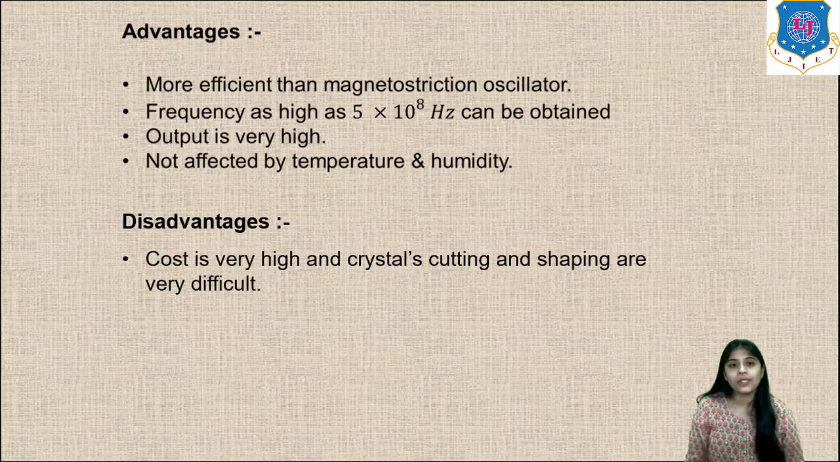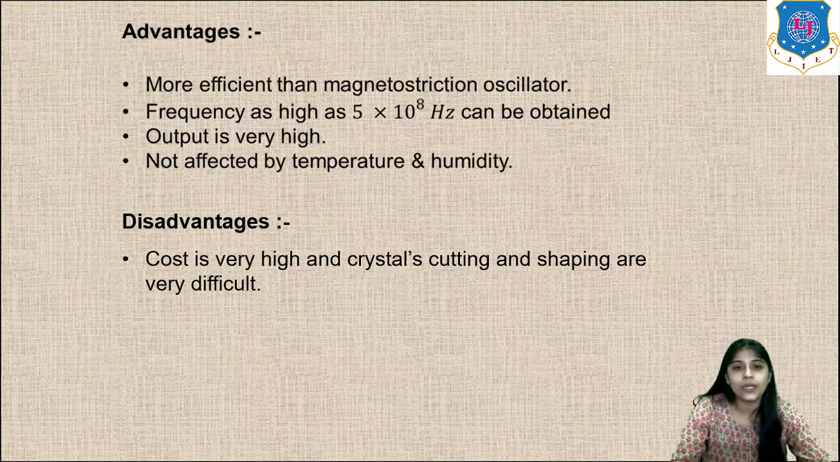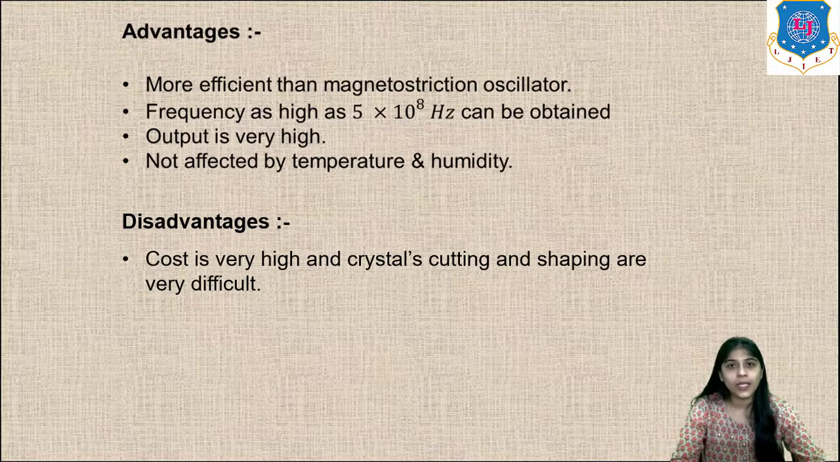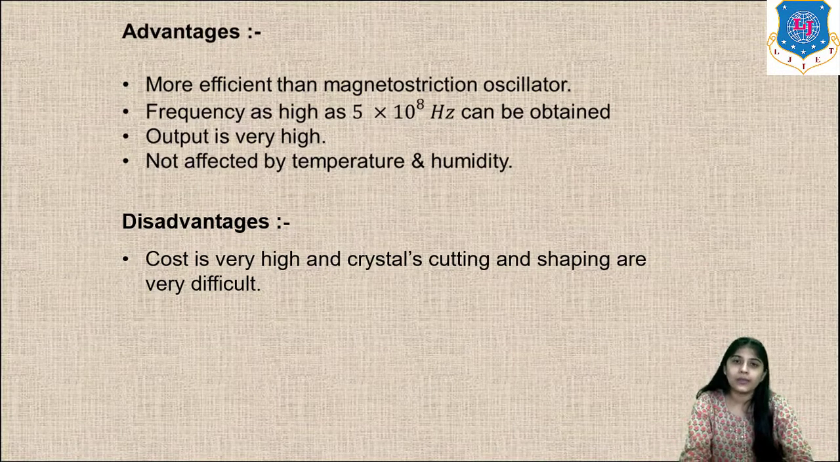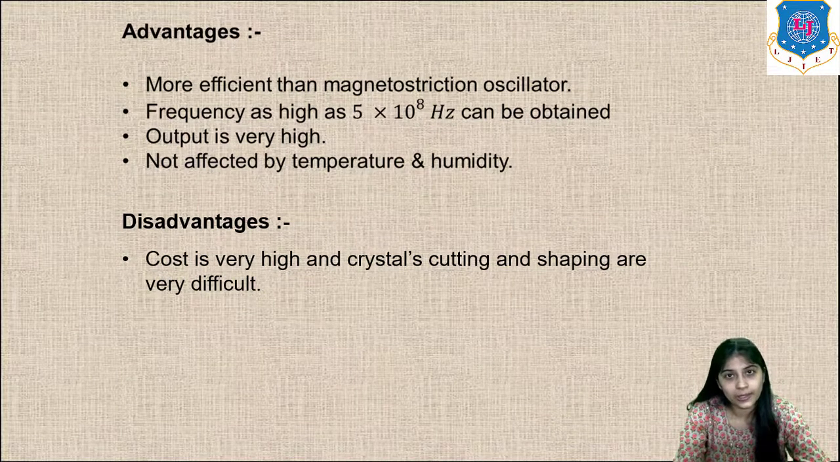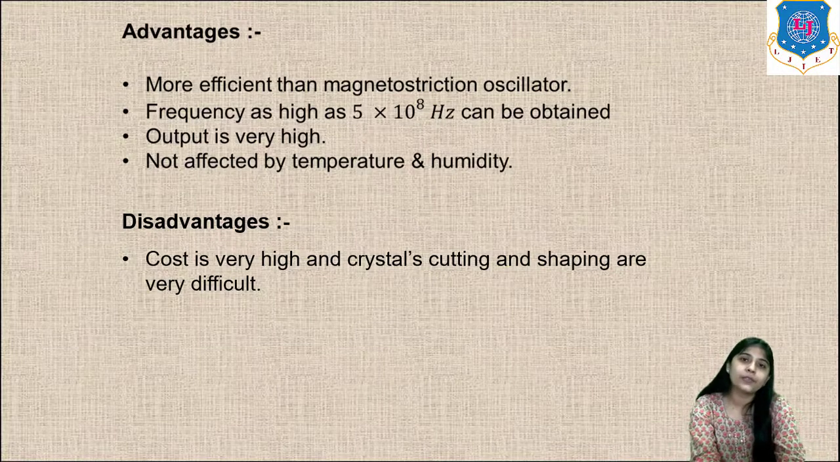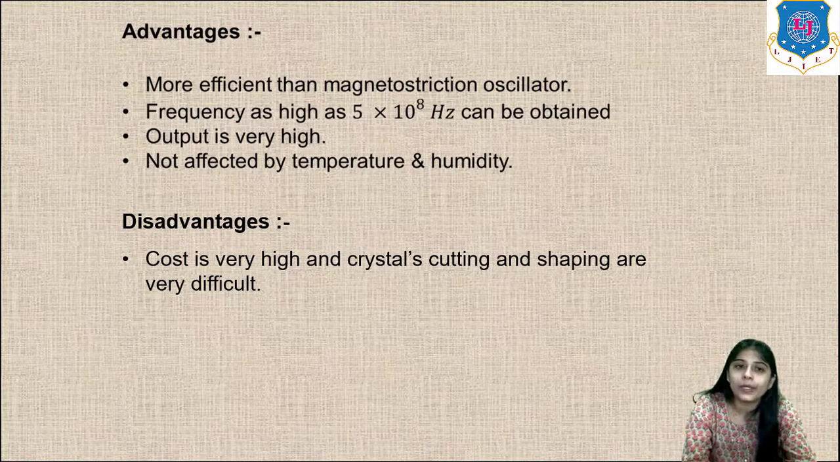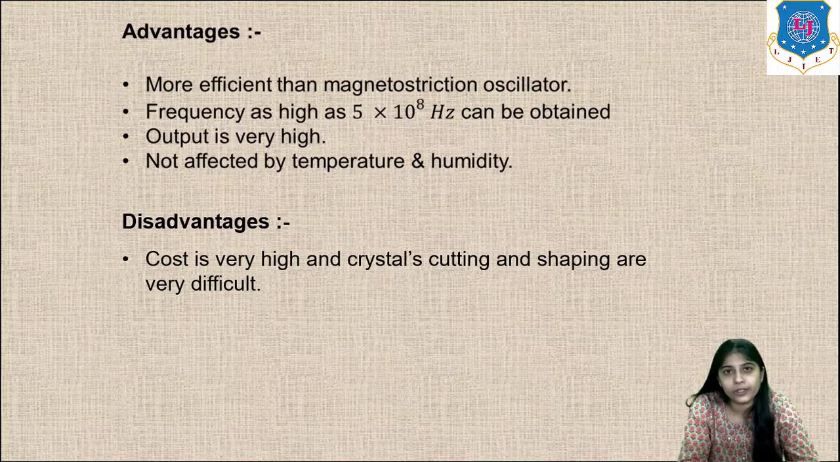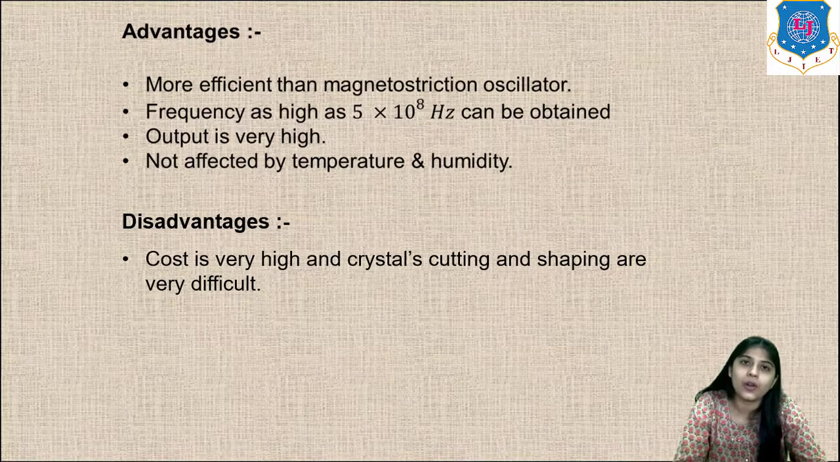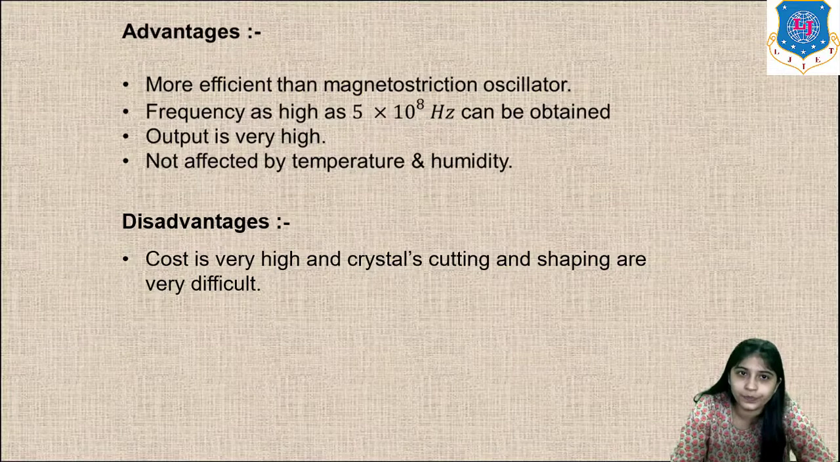Frequency as high as 5 to 10 raised to 8 hertz can be obtained. In the magnetostriction oscillator there is a disadvantage that a frequency higher than 3 megahertz cannot be generated, but here frequency as high as 5 to 10 raised to 8 hertz can be obtained. Output is very high, and it is not affected by temperature and humidity. So these are the advantages of the piezoelectric oscillator.